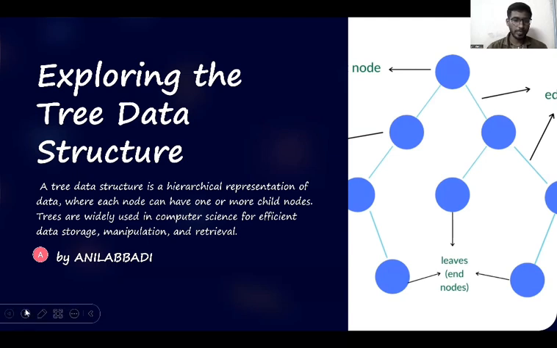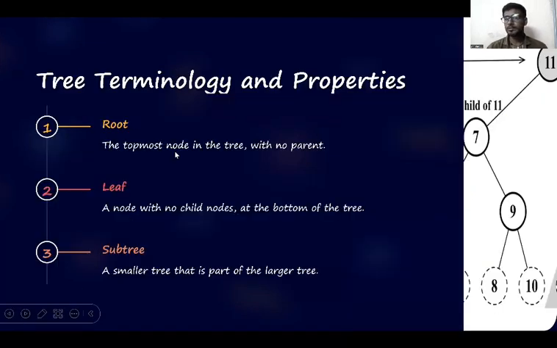So going to the topic, we have some terminologies and properties of trees. For every concept, we have some terminologies. So the tree data structure also has some terminologies and properties, which is very common in any concept. We can learn these trees by representing our daily life trees. So, tree terminologies and properties. First, we start with the root, which is the topmost node in the tree with no parent. That means it is the topmost of the tree.